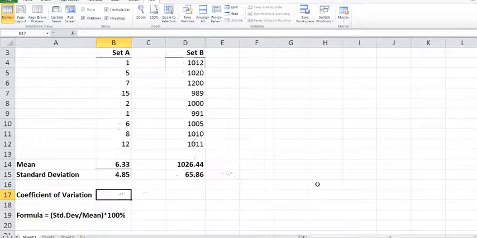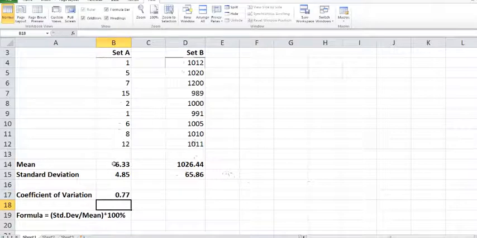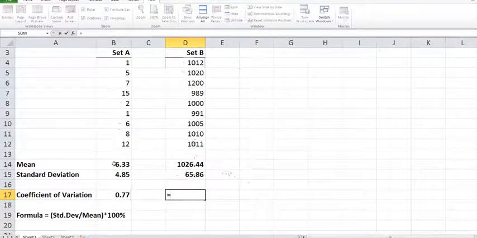So to calculate the coefficient of variation, simply type in the equal sign to start a formula, and then I'm simply going to open parentheses, divide the standard deviation divided by the mean. I'm simply pointing at where this information is. Close the parentheses, multiplied by 100%. And then I just press enter. I go over to set B, do the same thing. Equals, parenthesis, standard deviation is here, divided by the mean, which is here, close the parenthesis, times 100%.